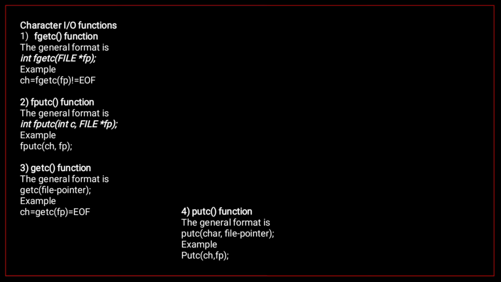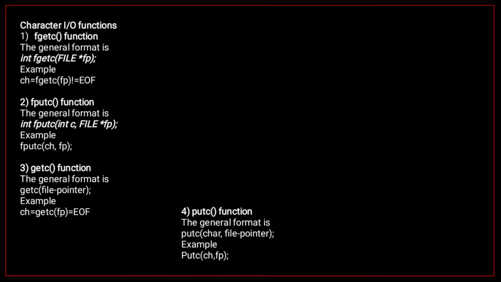Next function is fputc function. This function writes a character to the specified file at the current file position and then increments the file position pointer. And this is the general format of fputc function: int fputc(int c, FILE *fp). And how to use this function? This is the example to use fputc function.